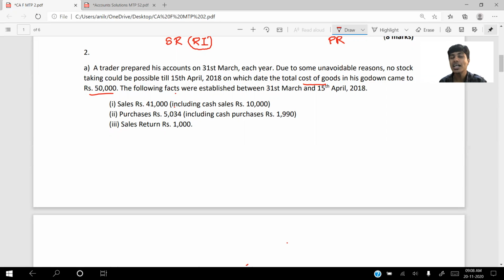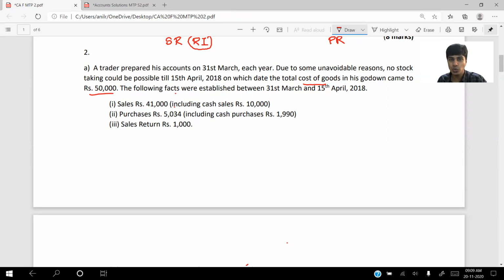Sales has to be added or subtracted? Added back. Why? Because this 50,000 is after deducting this 41,000 worth goods. But on 31st of March, you had these goods, isn't it? So you have to add this to that. See, at the end of the day, I have 2 chocolates. During the day, I ate 1 chocolate. How much did I have in the morning? 3. Out of 3 chocolates I had in my pocket in the morning, I ate 1 and I'm still left with 2. So if I tell you at the end of the day, there are 2 chocolates, and during the day, I ate 1 chocolate, in the morning, I might have had 3 chocolates.